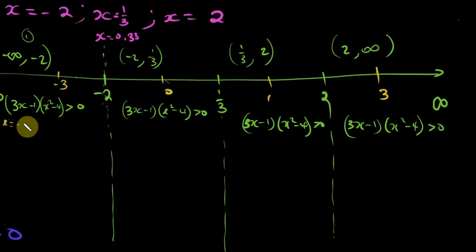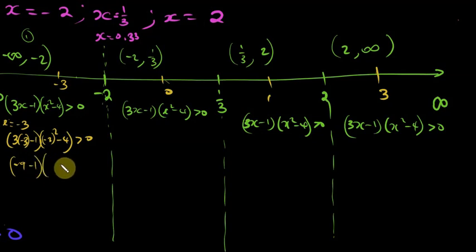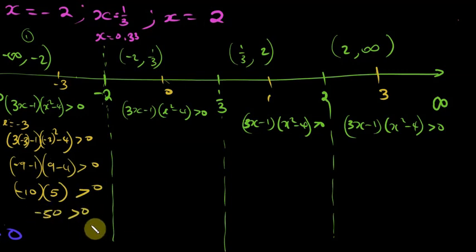If x equals -3, what's our answer here? So 3 multiplied by -3, minus 1, multiplied by (-3) squared minus 4 should be greater than 0. 3 times 3, that's -9, minus 1. (-3) squared is 9, minus 4. -10 multiplied by 5 gives me -50, which is not greater than 0, so the condition is not met in this region.